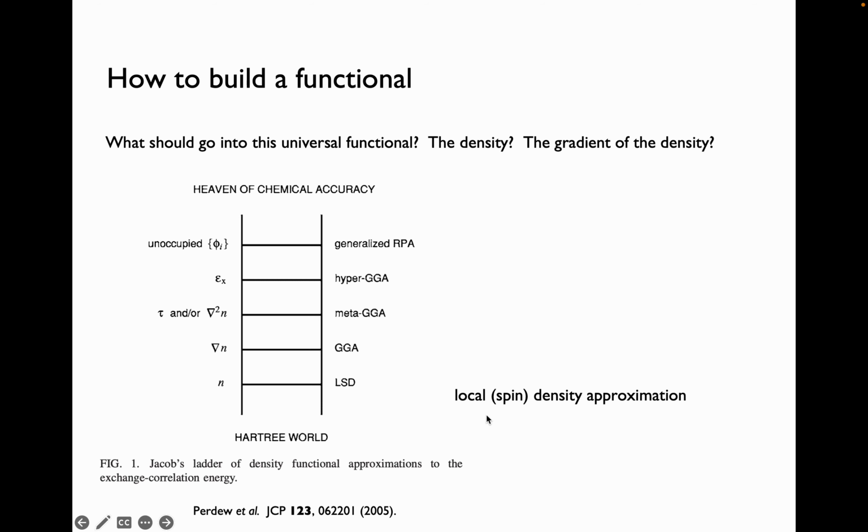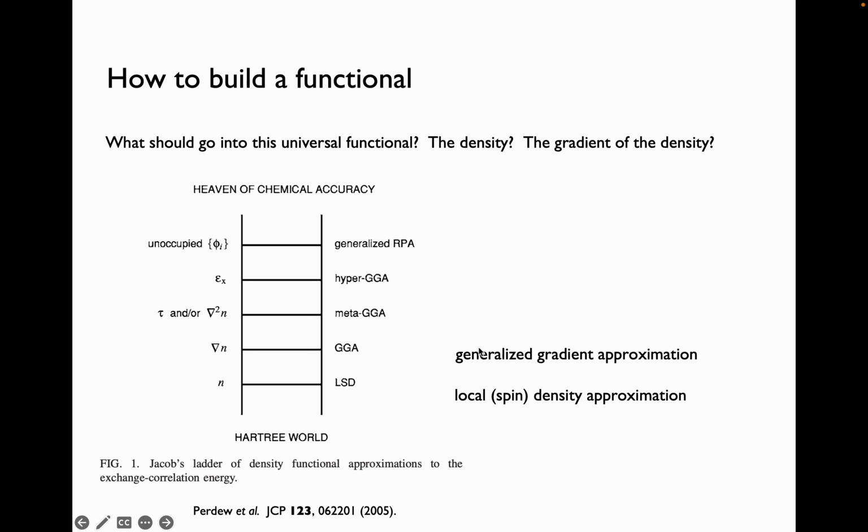And the lowest rung on this ladder is called the local density approximation. That essentially means that your functional is going to be using strictly information about the density of the electrons at a particular point in space, right? So really the information about rho of r is what goes into the density functional to get the energy.